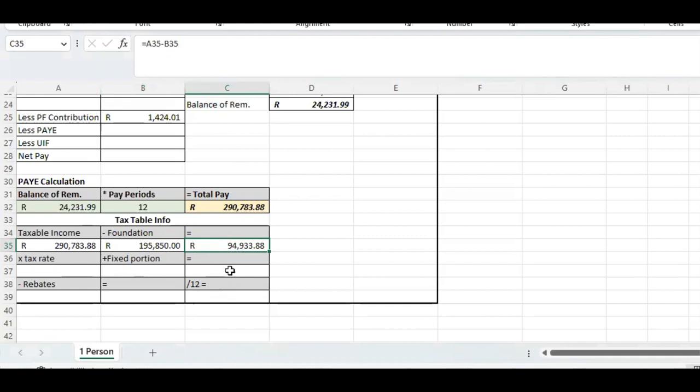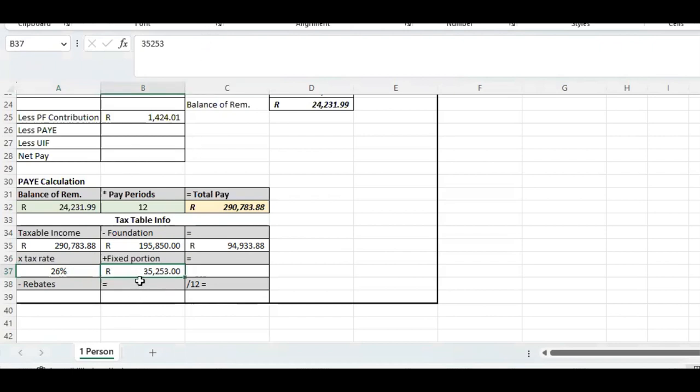Okay, and the answer is 94,933. So he is getting 94,933 Rand more than the 195,850 Rand, and that part, only that part, must be multiplied by that tax rate of 26% in that bracket. Okay, and then if we go 94,933 multiplied by 26%, we still have to add the fixed portion.